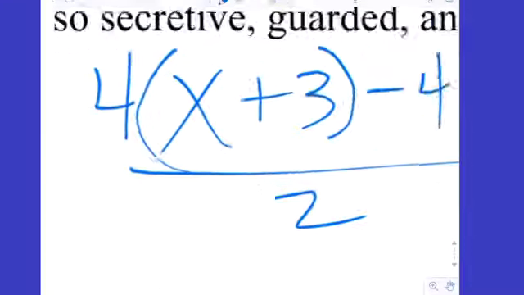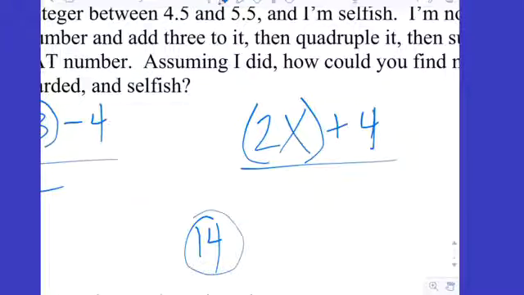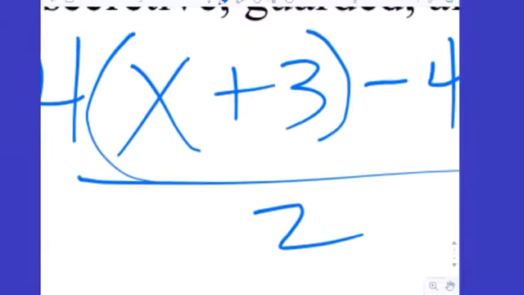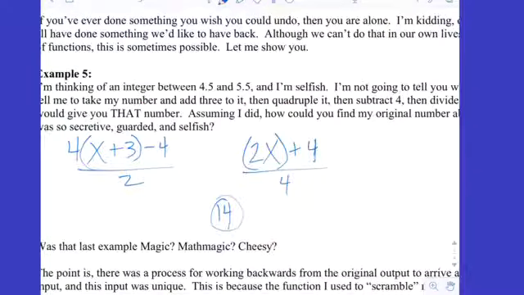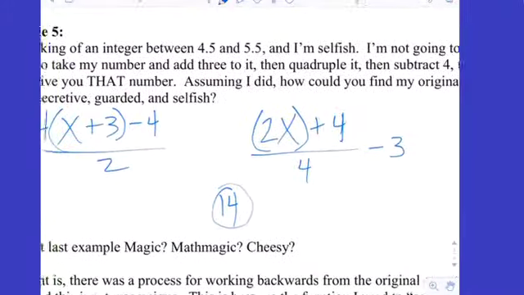Then what would you do with that quantity? You would divide it by 4 because I multiplied by 4. You would divide the whole thing by 4. And then, of course, if the first thing I did was add 3, the last thing you're going to do is subtract 3 from the whole thing. So let's see what my original number is. Does anyone know what it is right away?